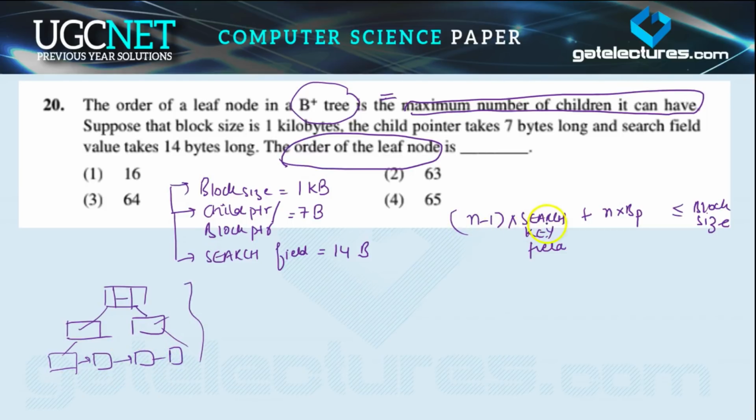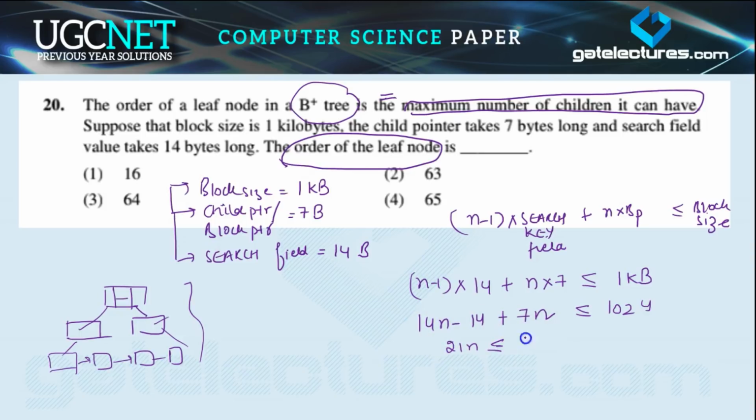Now (n minus 1) times the search key field value, we don't know the n value, so just keep it n only. The search key field value is already given, it is 14. The block pointer value is already given, so this is 7, and the block size is 1 KB. Now just multiply: 14n minus 14 plus 7n. Now 1 KB is around 1024, and this will become 21n less than or equal to 1024 plus 14, which becomes 1038.